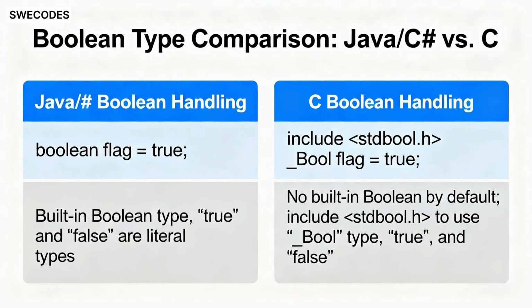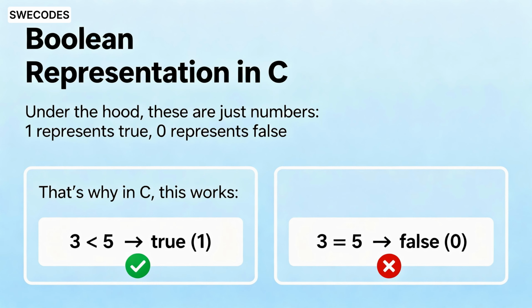In languages like Java and C#, Booleans are built right into the language. True and false are literal types. But in C, things are a little different. There's no built-in Boolean type by default, but including the header stdbool.h gives you access to Boolean values, true, false, and the type _Bool. Under the hood, these are just numbers. 1 represents true, 0 represents false. That's why in C this works. 3 < 5 is true, 1. 3 == 5 is false, 0. Your comparisons always evaluate to a Boolean, a decision point your code can act on.